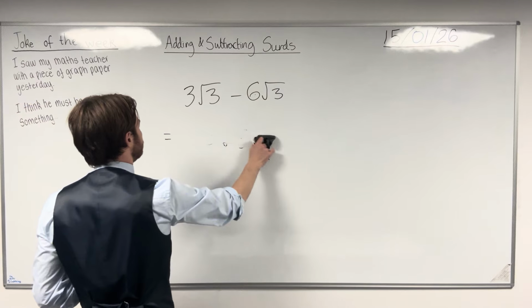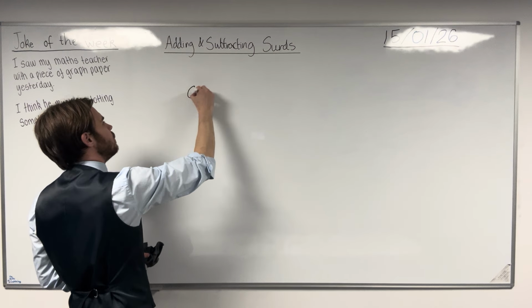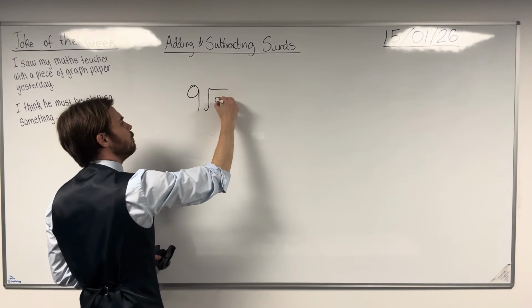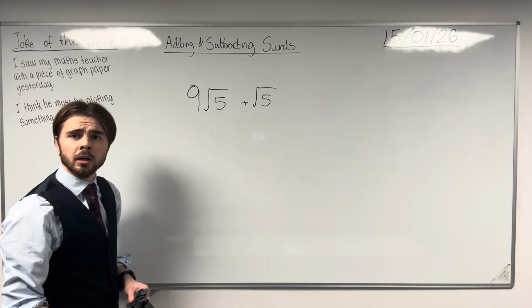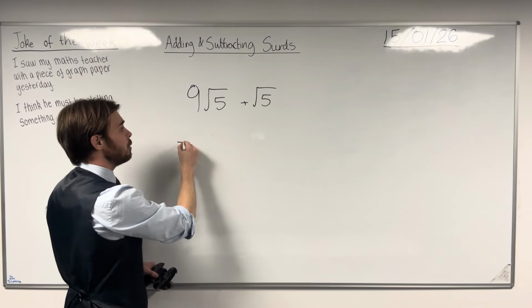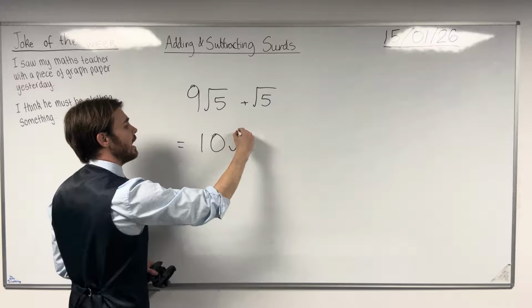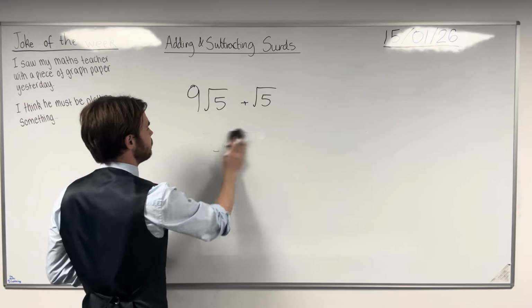On to the next one. We've got 9 root 5 add root 5. So I'm on 9, I'm adding 1, and I would have a total of 10 root 5's. That's it. Next one.